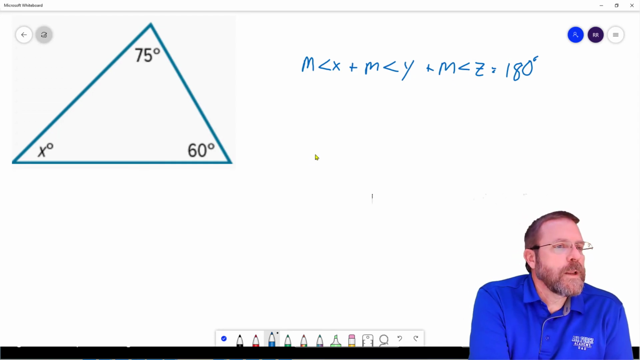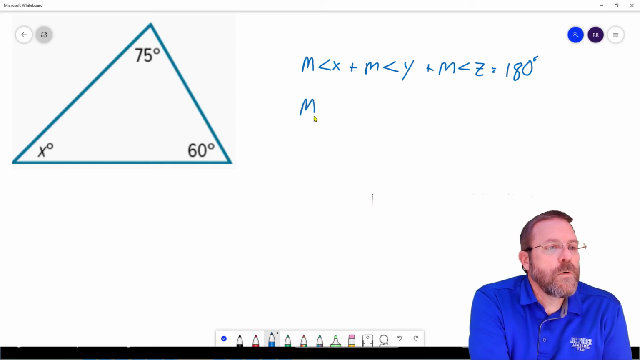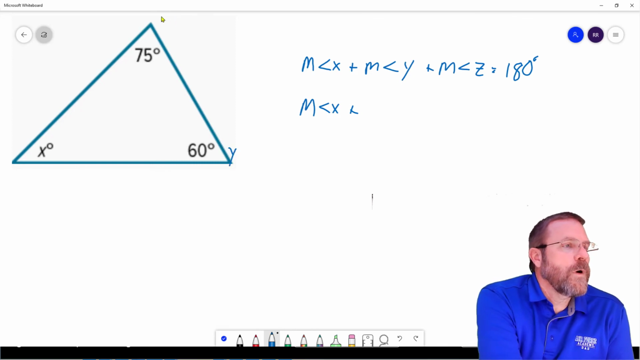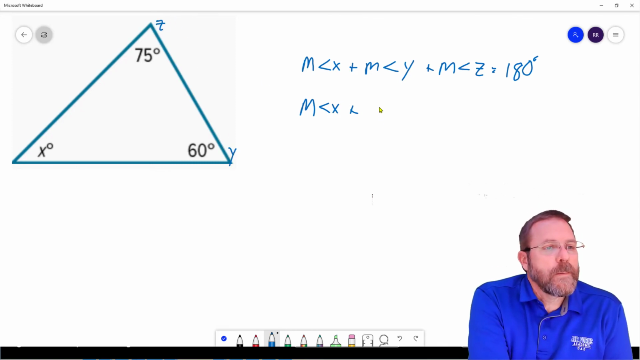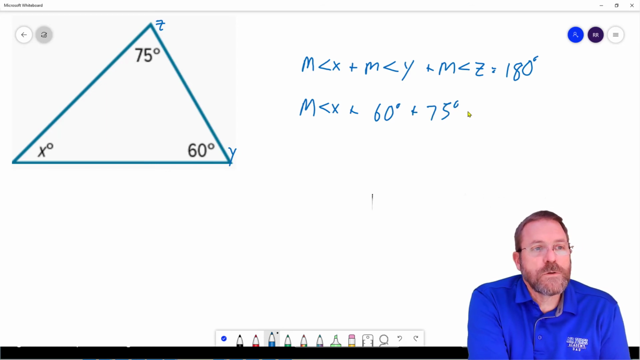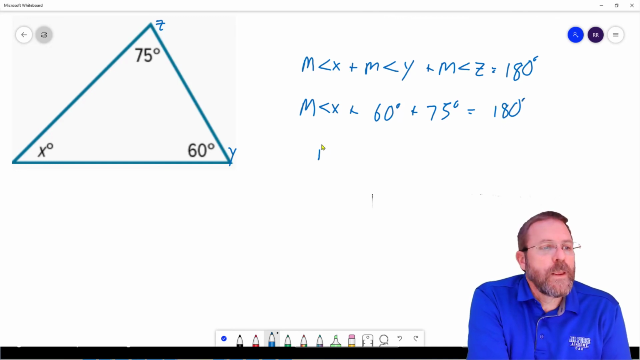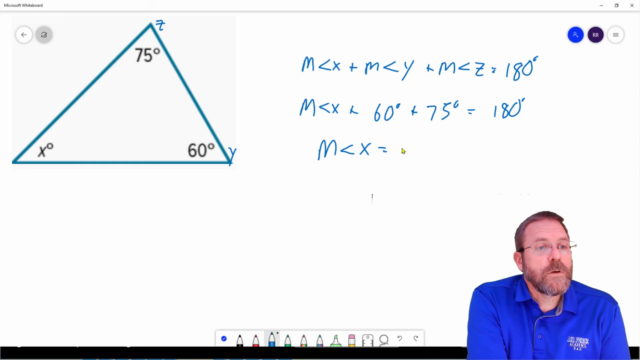From here, we're going to plug in what we know. We don't know the measure of angle x. That's what we're looking for. I'm going to call this one y and that one z. So I'm going to say plus 60 degrees plus 75 degrees. Of course, you know it doesn't matter which one you call y and which one you call z, it's equal to 180 degrees. Now I can say the measure of angle x is equal to, 60 plus 75 is going to be 135 degrees equals 180 degrees.